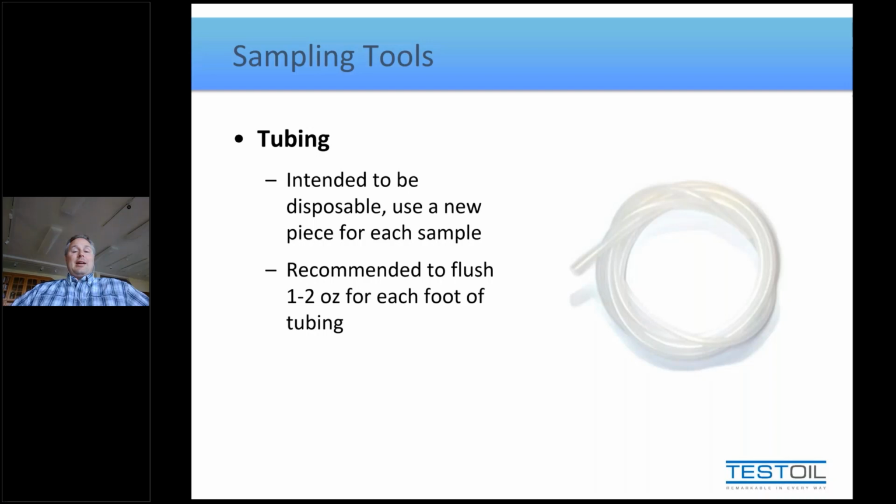So a new piece of tubing with every sample, and bear in mind that even though it's new, it still requires some flushing. We generally recommend about 1 or 2 ounces for every foot of tubing. So most people typically use about 3 feet of it at a time. It means you're probably going to need to fill that 4-ounce sample bottle completely and then dump it out just to have considered flushing the tubing.